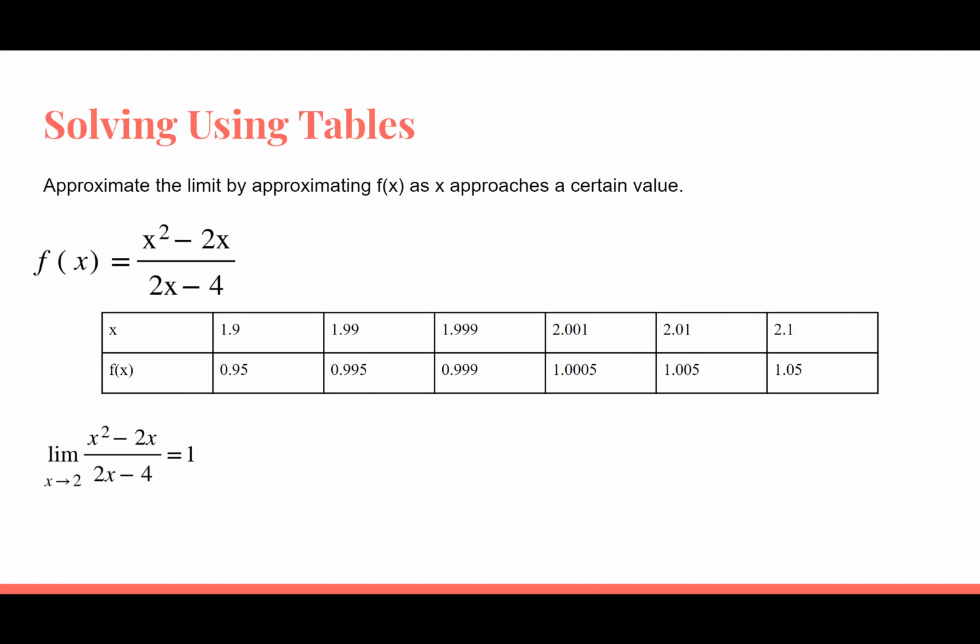We can also solve for limits by using a table. In order to do this, we plug in values that get increasingly closer to c into f of x in order to see what value f of x is approaching. From this table here, we can see that as x approaches 2, f of x gets increasingly closer to 1. So the limit of f of x as x approaches 2 is 1.